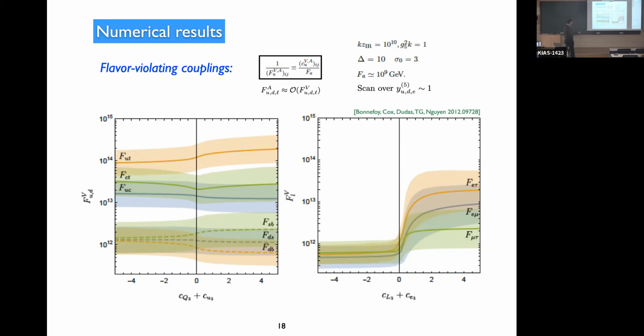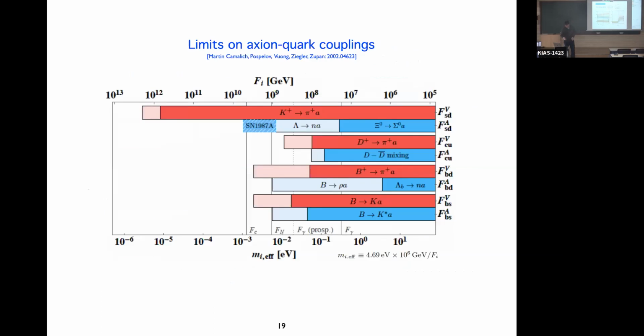So now you can ask, what are the bounds on these flavor violating couplings? It turns out that most of them are pretty weak, but there is one coupling which is coming from invisible decays of the kaon, which is this one. This is the SD, the vector-like coupling SD, and the bound is actually quite strong.